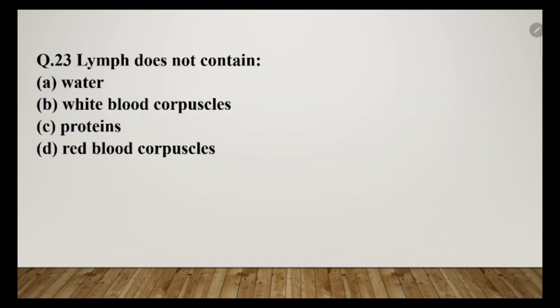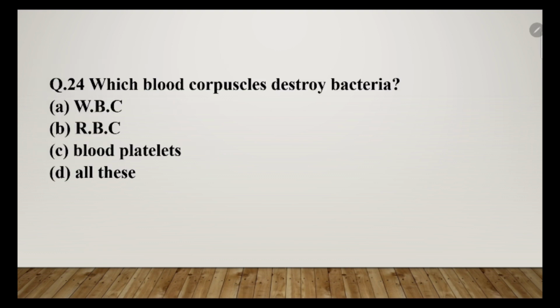Next question is, lymph does not contain, options are water, white blood corpuscles, proteins and red blood corpuscles. So, here lymph does not contain R.B.Cs. Okay, so option D will be the answer for this. Next question is, which blood corpuscles destroy bacteria? W.B.C, R.B.C, blood platelets, all of these. So, here W.B.C, that is white blood corpuscles, are responsible for the defense system of our body. So, this is the answer for this question.